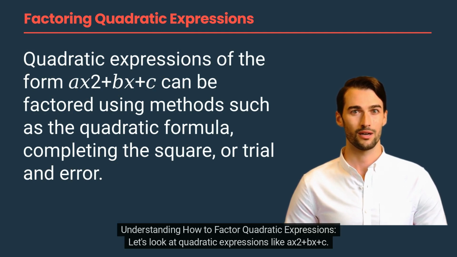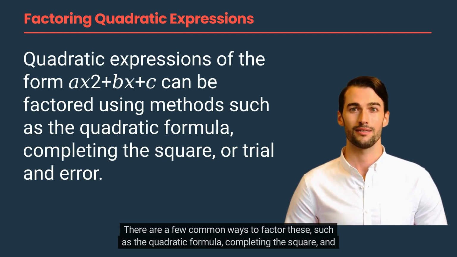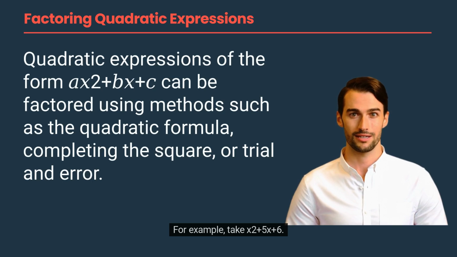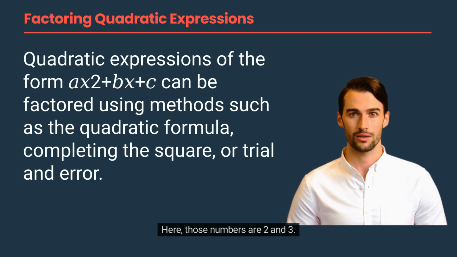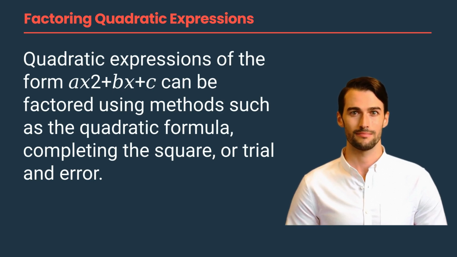Understanding how to factor quadratic expressions, let's look at quadratic expressions like x^2 + bx + c. There are a few common ways to factor these, such as the quadratic formula, completing the square, and trial and error. For example, take x^2 + 5x + 6. To factor it, find two numbers that multiply to 6 and add up to 5. Here those numbers are 2 and 3. Thus, we can write the expression as (x + 2)(x + 3), which helps see the solutions more clearly.